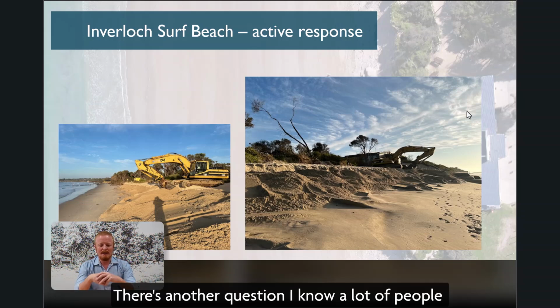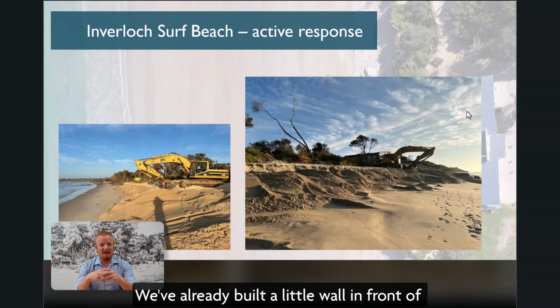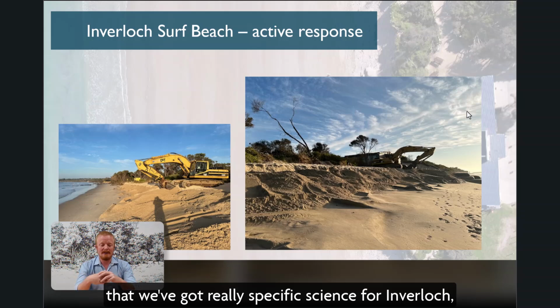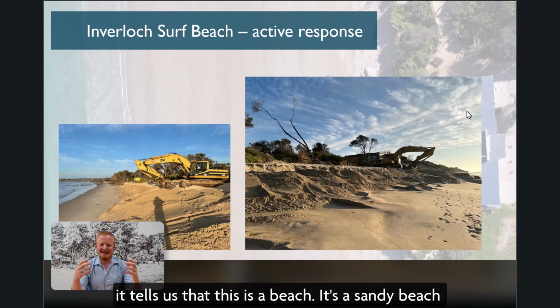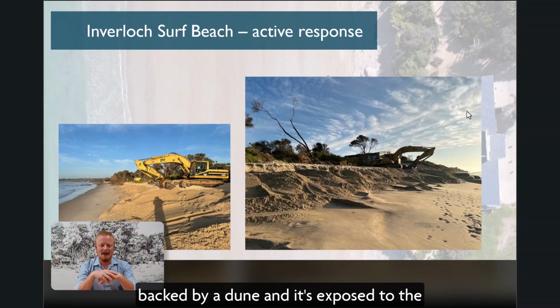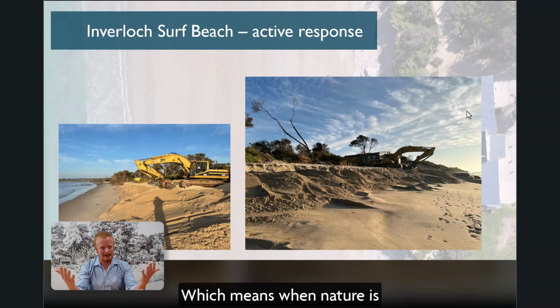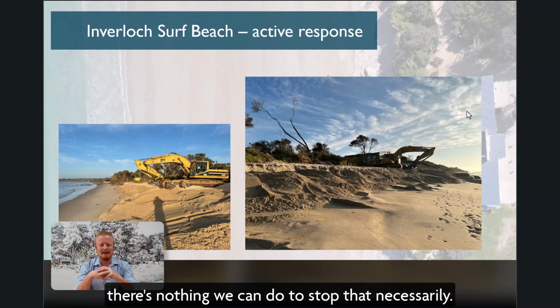Why don't we just build a bigger wall? Is another question I know a lot of people have on their mind, and it's a good question. We've already built a little wall in front of the Surf Lifesaving Club and it's working, but the simple fact is the science tells us, now that we've got really specific science for Inverloch, it tells us that this is a beach, it's a sandy beach backed by a dune, and it's exposed to the full force of the Southern Ocean, which means when nature is throwing all her power at us, there's nothing we can do to stop that necessarily.